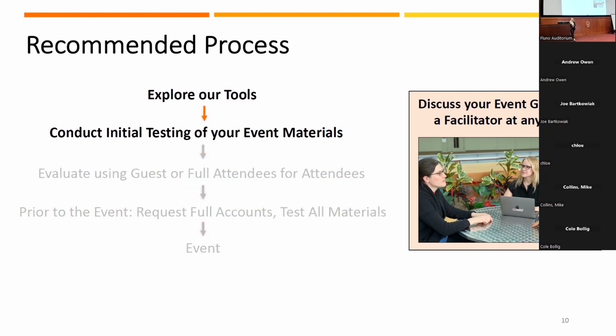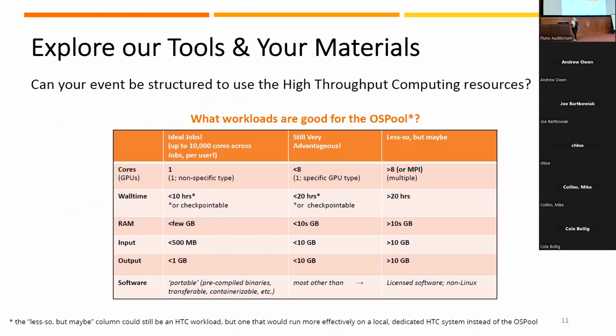Starting out, the first steps we recommend are to explore our tools and to conduct initial testing of your event materials. To elaborate on this, the big question that you're going to want to ask yourself is, can your event be structured to use high throughput computing resources? That's why you're going to want to explore our resources and see if they're going to be right for you and for your event.